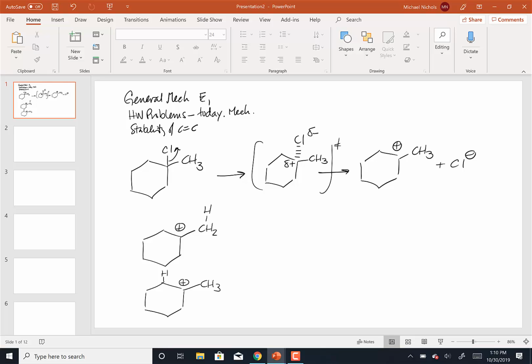So let's do each one of these. What would be the second step? Second step is to break the carbon-hydrogen bond and put the pair of electrons there to form the double bond. Now, why is this happening? It's happening to basically form a double bond and get that carbocation back to neutral. That's the overall goal of that reaction. So then I'm going to have a transition state, and then my final product is going to be a CH2 plus an H plus.